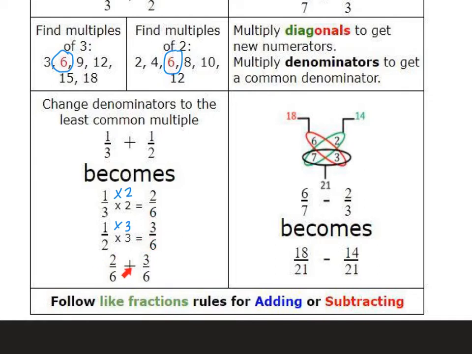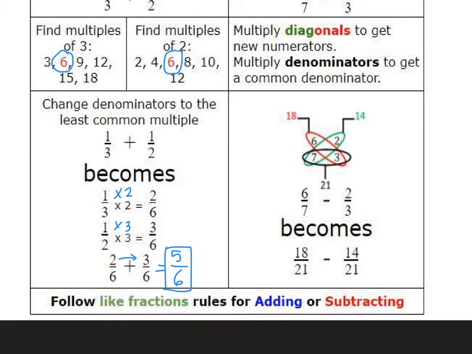So 2/6 plus 3/6. If I were to actually add those, I'd follow the rules from up above. It says add the numerators, so 2 plus 3 gives you 5. Keep the denominator the same. That is simplified, so that's your final answer.